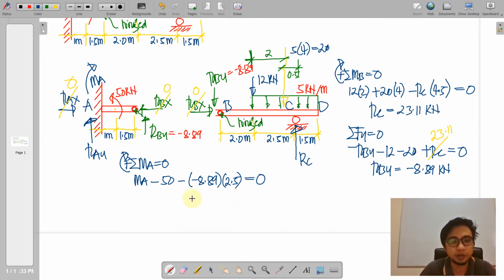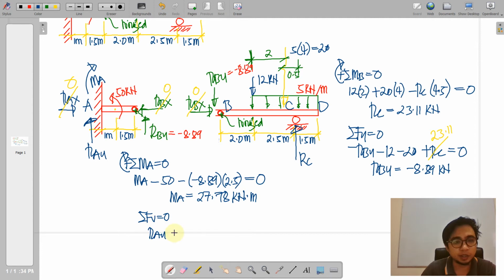So solving for MA, we have 27.78 kilonewton meter. Okay, so for our RAY, we take the vertical equilibrium equation.